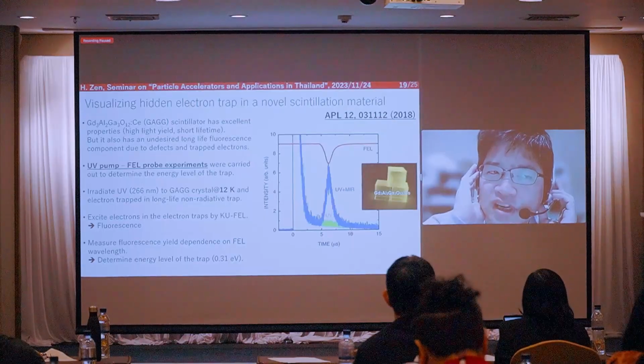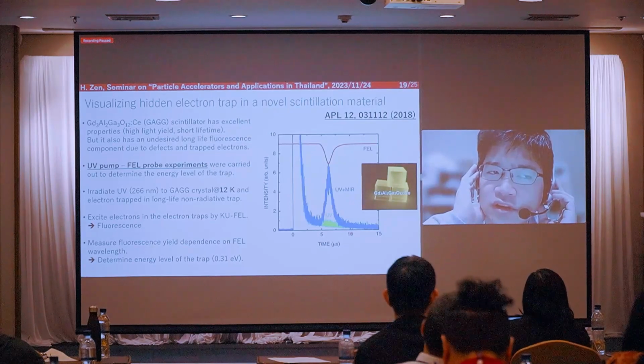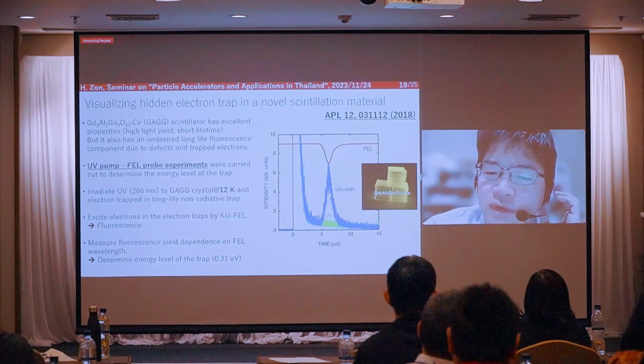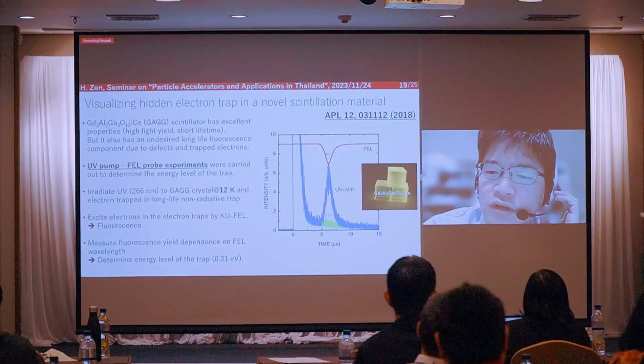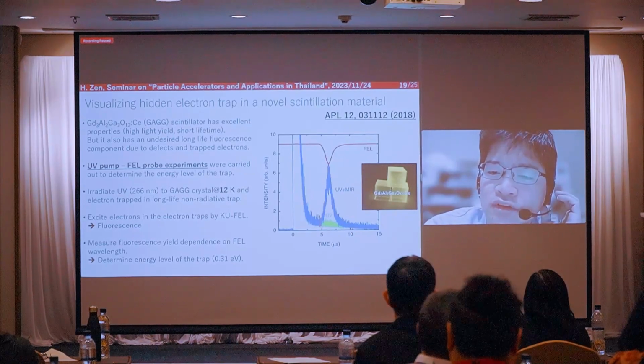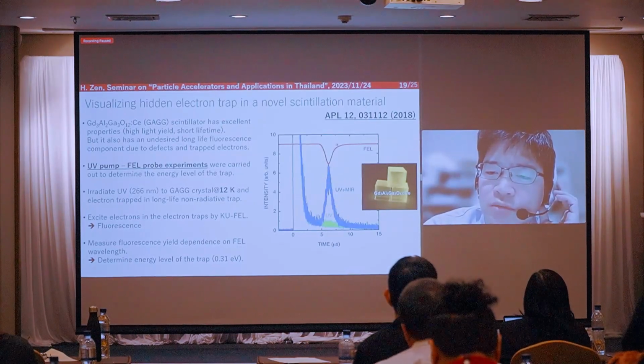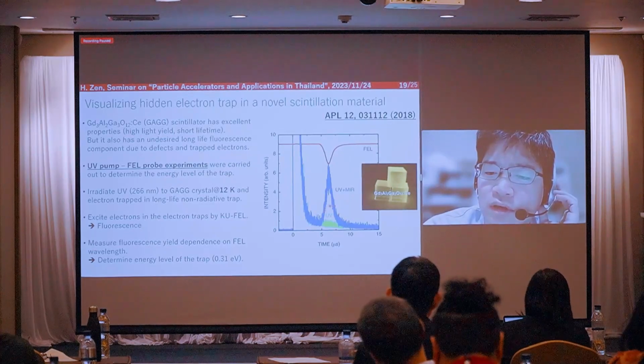The detection system is a photomultiplier tube, so the detector itself has nanosecond or sub-microsecond time resolution. And the FEL itself has a 2 microsecond pulse duration, so the UV emission induced by the FEL has a similar pulse shape as the FEL in this case.